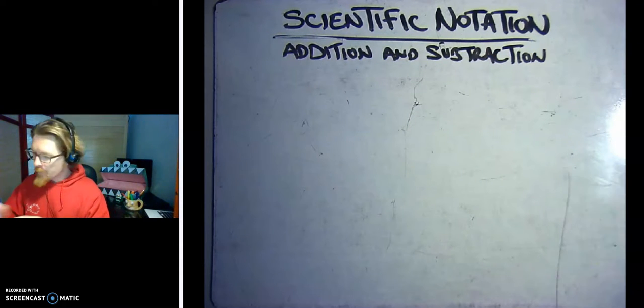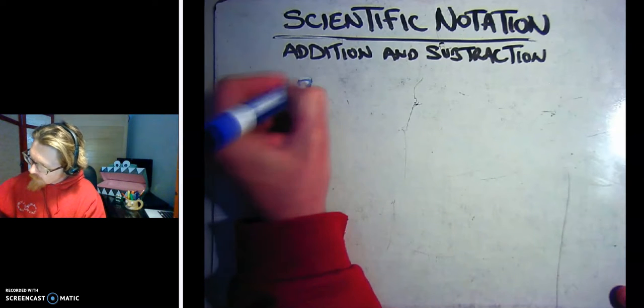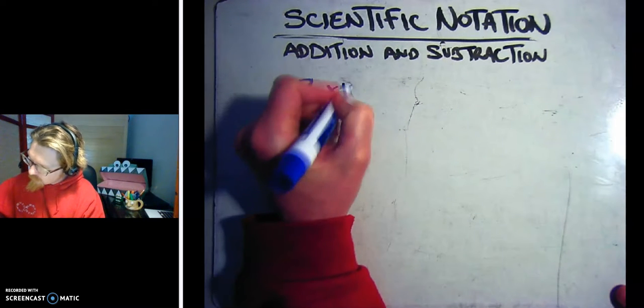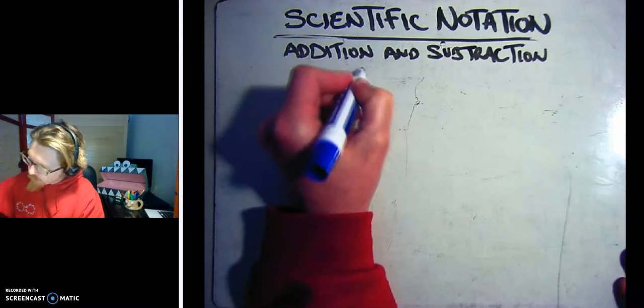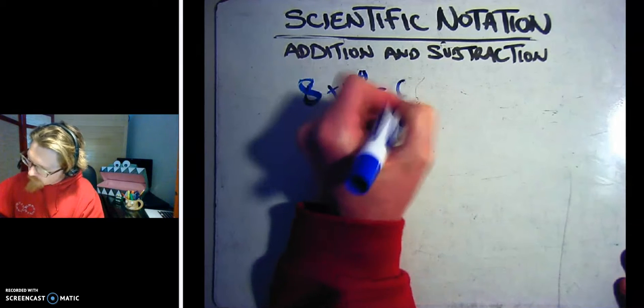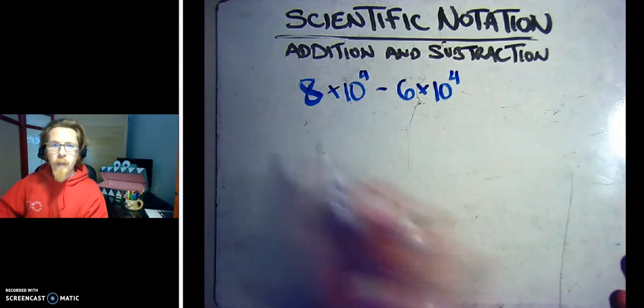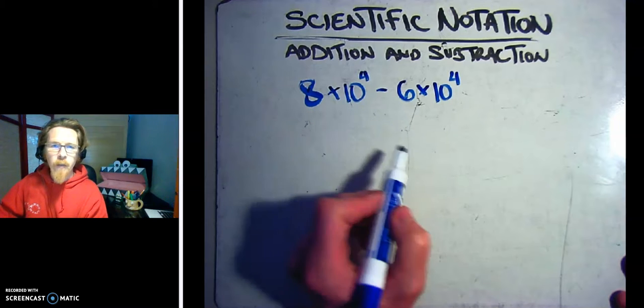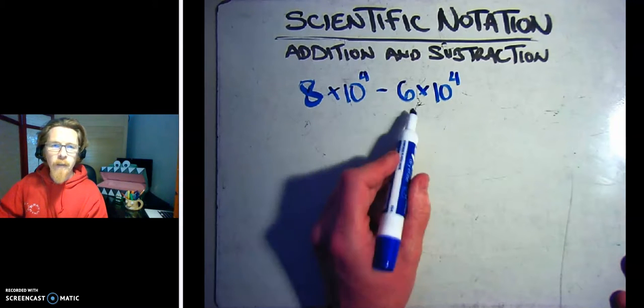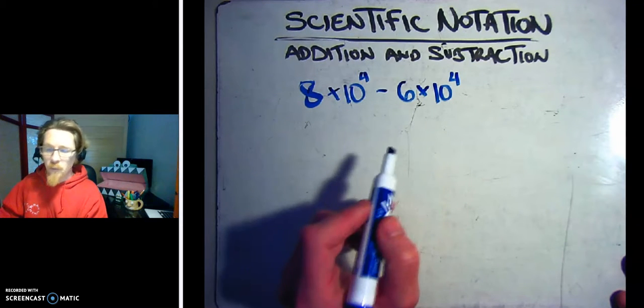So let's start with the example 8 times 10 to the fourth minus 6 times 10 to the fourth. So we're taking this really big number, 8 times 10 to the fourth, and we want to subtract this really big number, 6 times 10 to the fourth.